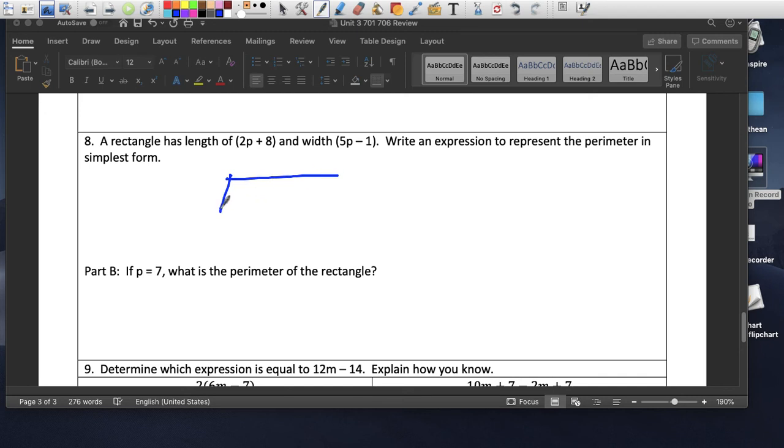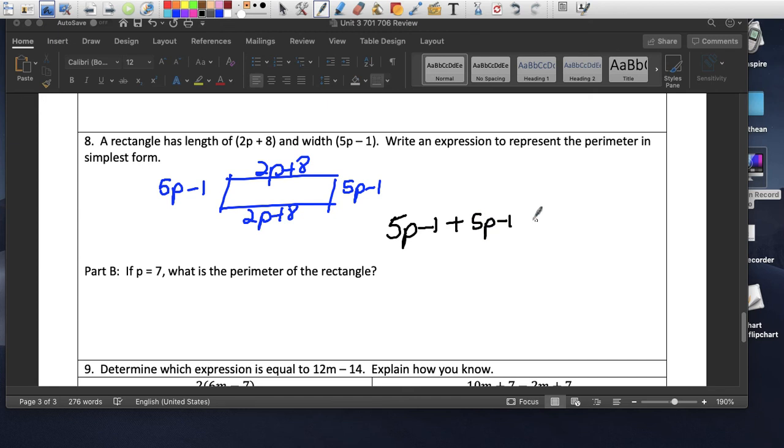So another rectangle. This is 2p plus 8, which means this is 2p plus 8. And it says that the width is 5p minus 1, which makes this 5p minus 1. So we got to add all the like terms again. So again, you're going to show work. This is probably a part 2 question. So showing your work means I'm going to show that I'm going to add 5p minus 1 plus 5p minus 1 plus 2p plus 8 plus 2p plus 8. And you should have put this in parentheses.